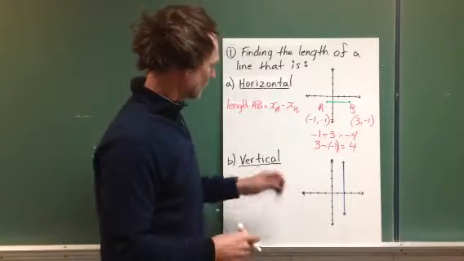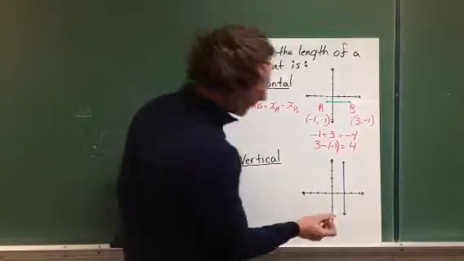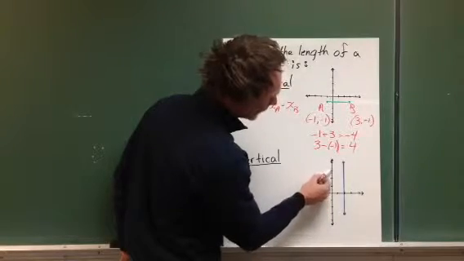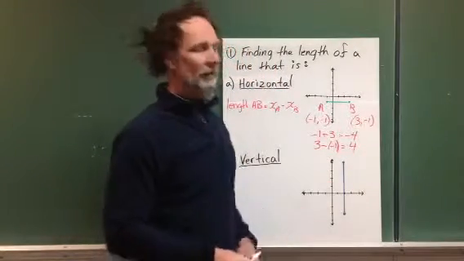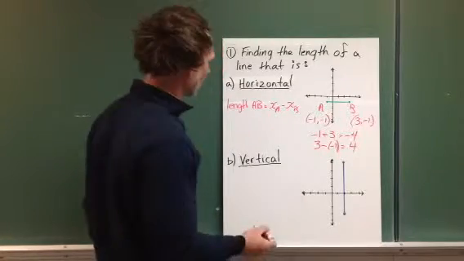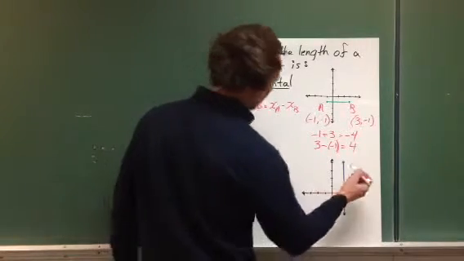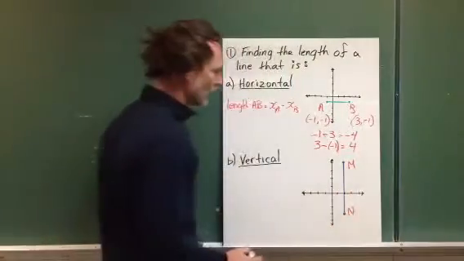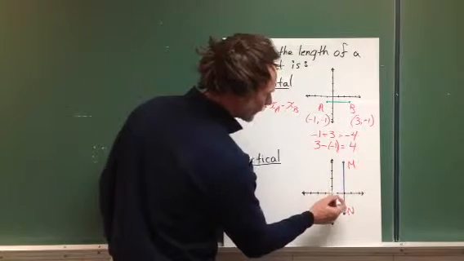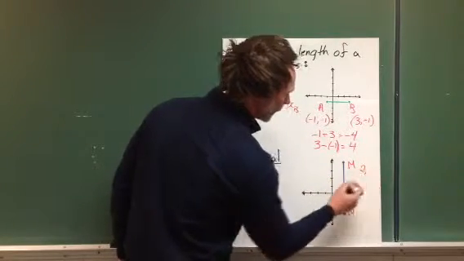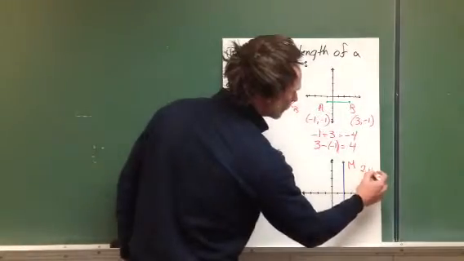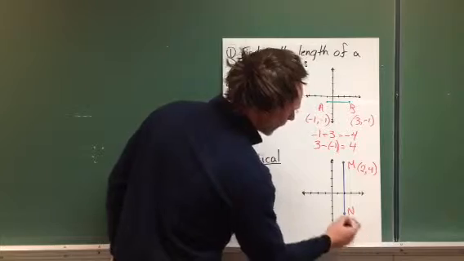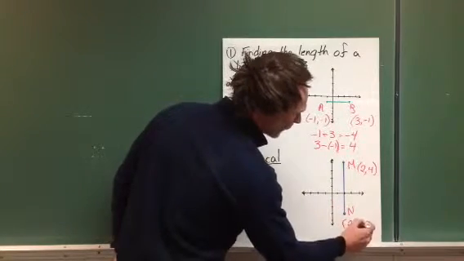Okay? Let's go to a vertical line. Well, here we can see that we've gone up 1, 2, 3, 4, 5, 6, 7. So the length of that must be 7 units. How would we find it mathematically? Well, let's call this M and N. Okay, so M has coordinates 1, 4. And N has coordinates 1, -3.